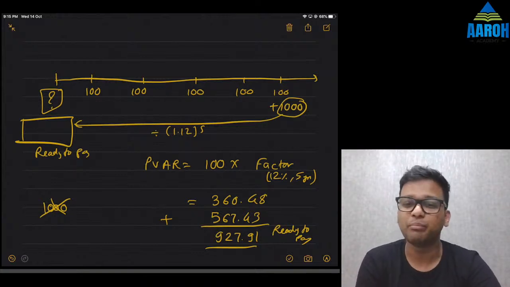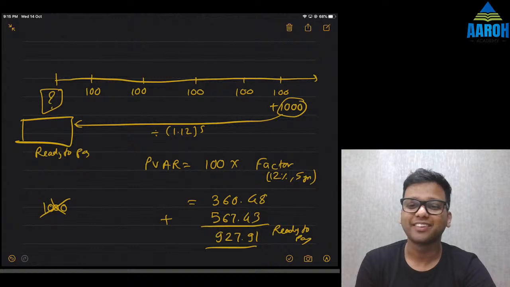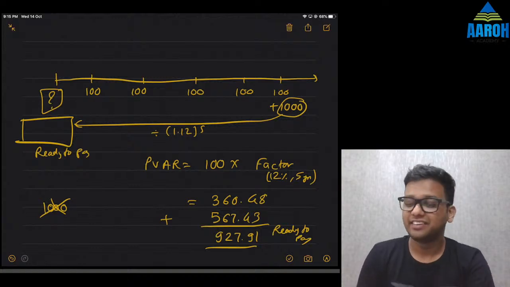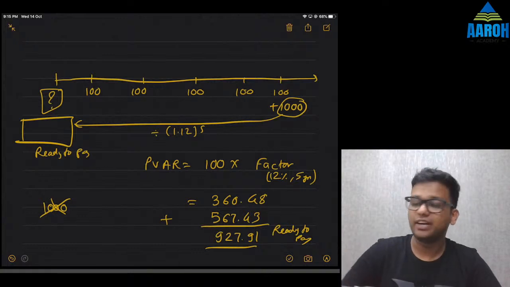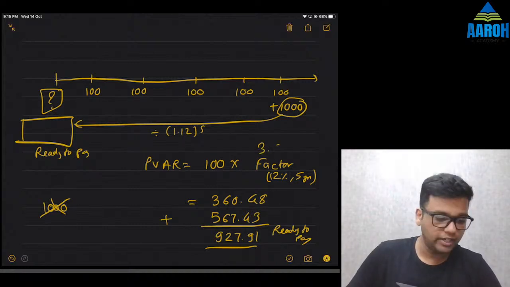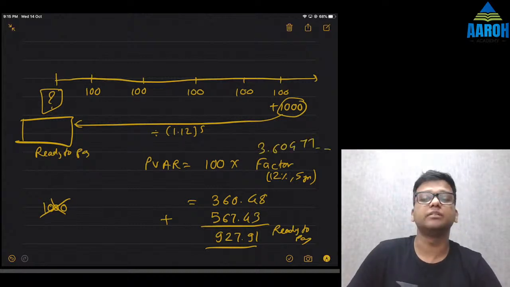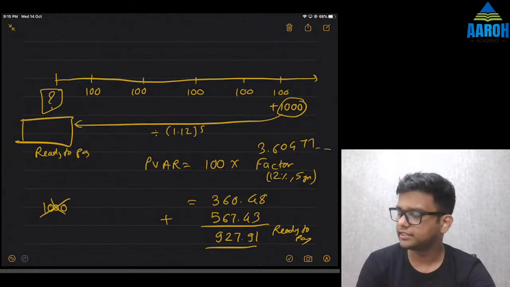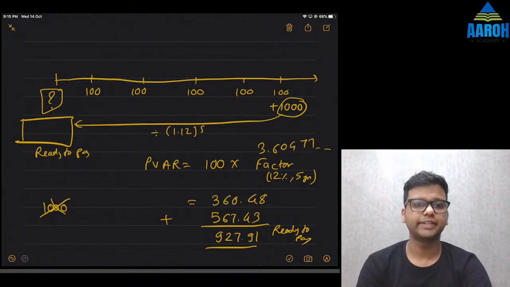Rishuraj, try again. That is annuity. The factor comes to be 1 divided by 1.12, 5 times equal to grand total, which is 3.60477 something. Then into 100 is 360.48. Check.